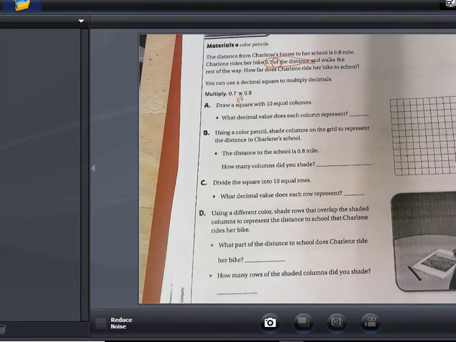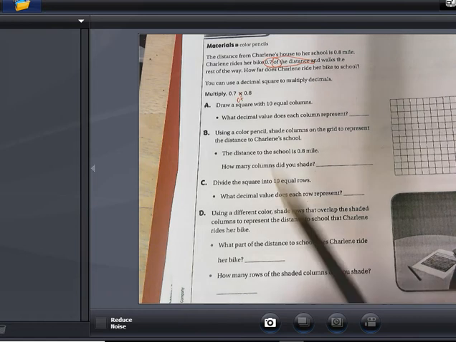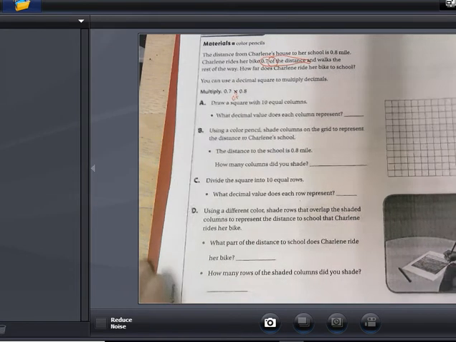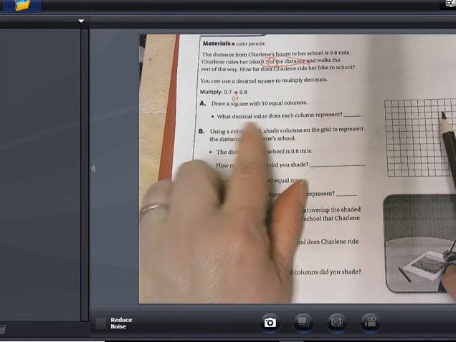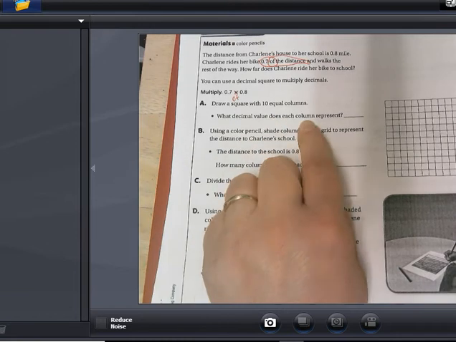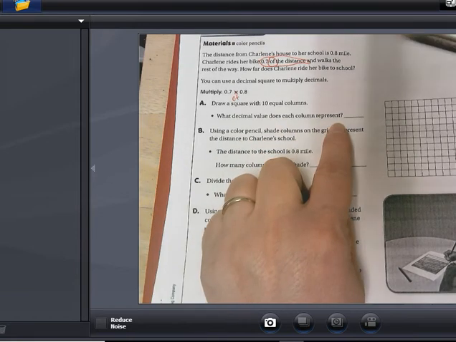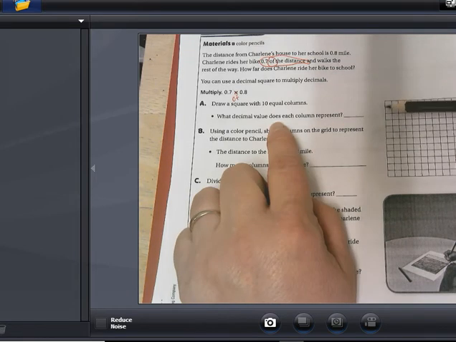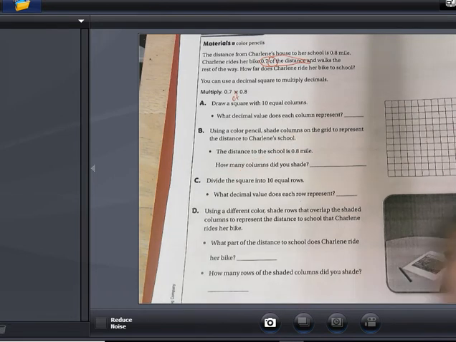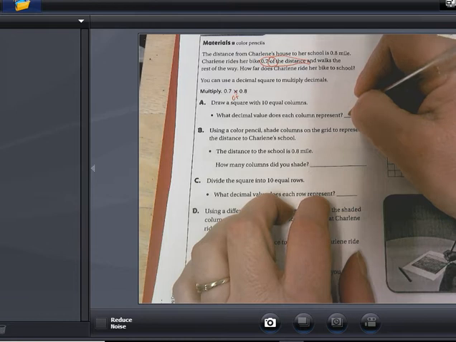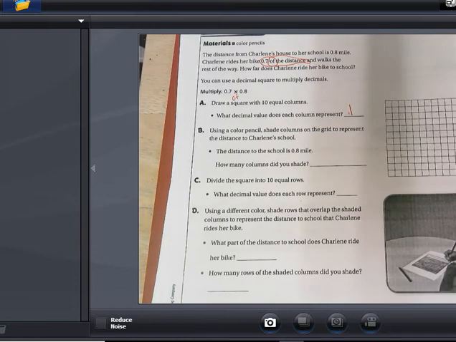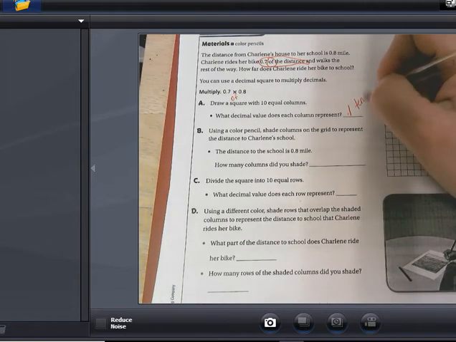So draw a square, and it says what decimal value does each column represent? Your columns are going up and down, and what decimal does it represent? Each column is a tenth. So we could put 1/10 or a tenth in there.